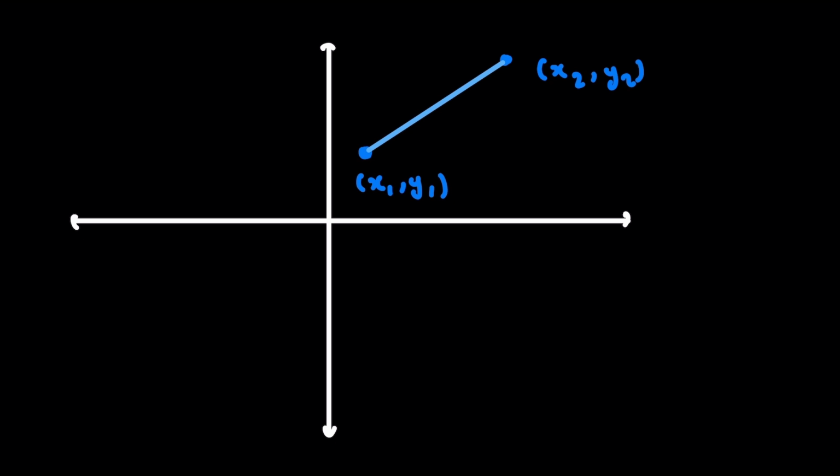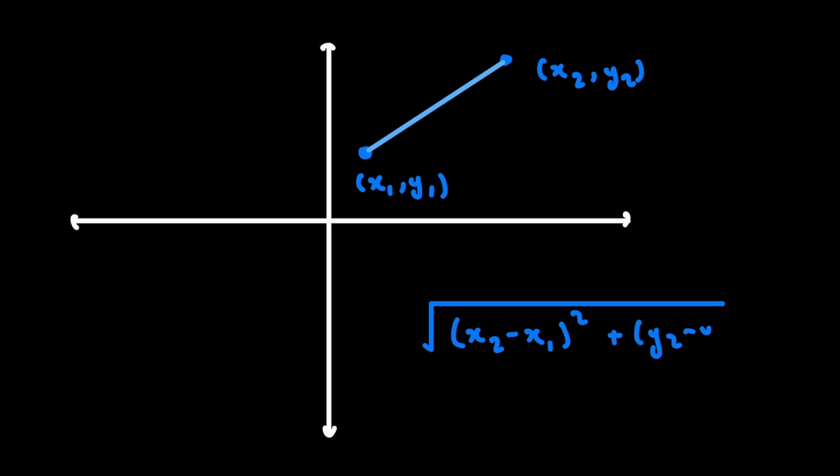The formula to work out the distance between any 2 points is the square root of both the x values minused from each other, so x2 take x1 whole squared, and then y2 take y1 whole squared. And it has to be in that order. If I'm doing y2 take y1, I have to do x2 take x1. I can't swap them around and do y2 take y1 and then do x1 take x2. It has to be in the same order. So this is the formula to work out the distance between any 2 points on a Cartesian plane.